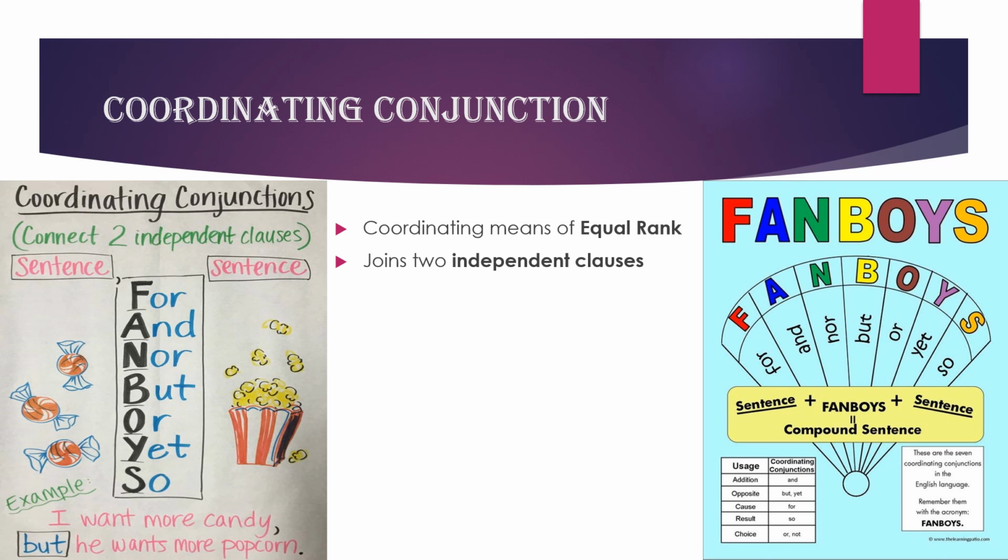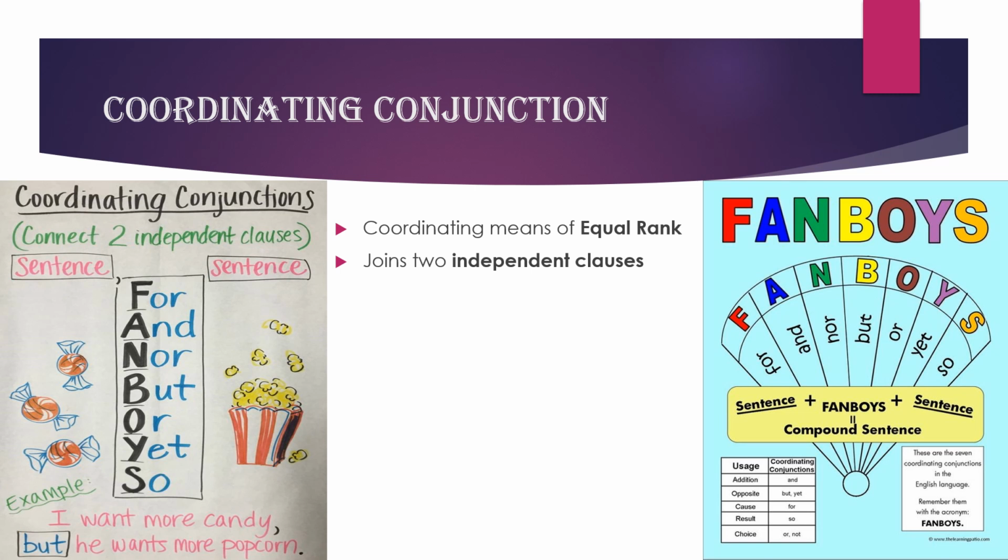its meaning. For example, if you can see this image on the left hand side, there's a sentence which is I want more candy, and there's another sentence that is he wants more popcorn. These two are independent clauses. They do not depend upon the other clause to complete their meaning. If I have these two written separately, I want more candy is a complete sentence. You can get to know what exactly the sentence wishes to convey. Similarly, he wants more popcorn is a complete sentence in itself. It is a self-explanatory sentence. It does not have to depend upon any other component of the sentence to complete its meaning.